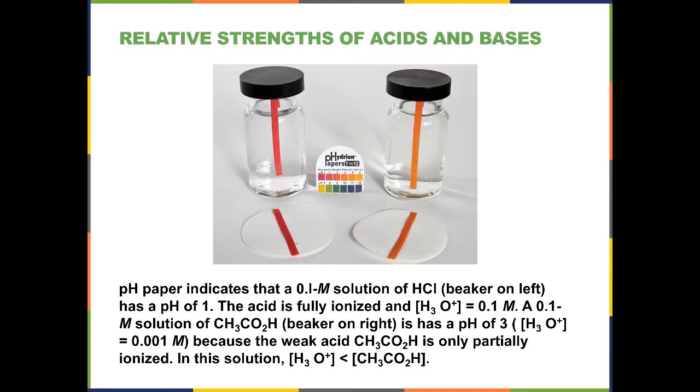The pH paper indicates that a 0.1 molar solution of HCl, the beaker on the left, has a pH of 1. The acid is fully ionized, therefore it's a strong acid, and the hydrogen ion concentration is 0.1 molar. A 0.1 molar solution of acetic acid, the beaker on the right, has a pH of approximately 3. The hydrogen ion concentration is 0.001 because the weak acid, acetic acid, is only partially ionized. In this solution, the hydrogen ion concentration is less than the concentration for the unreacted acetic acid.